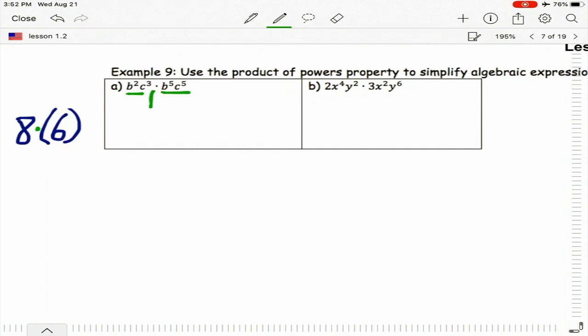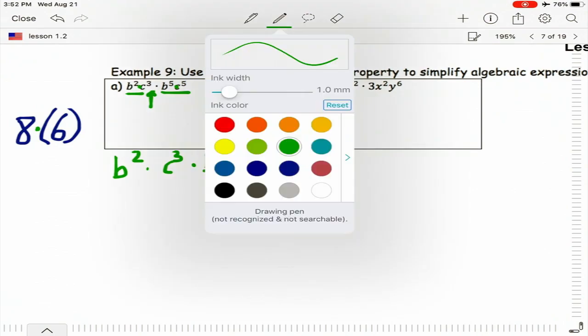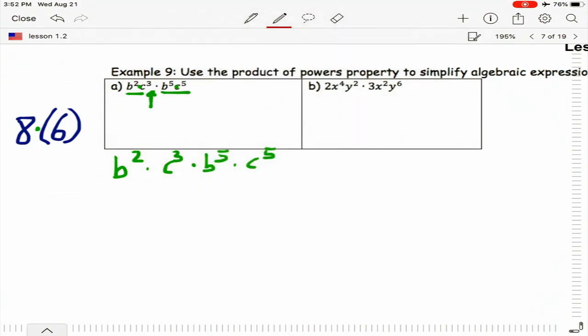I get how there's a multiplication symbol right there, but technically, it's b squared times c cubed times b to the 5th times c to the 5th. There's actually a multiplication symbol in between the b and the c as well. So just keep that in mind. From here, it's just as simple as combining like terms in a sense, right? Just focus on your b's first. You're multiplying the same base, so technically you're going to add the exponents. So it becomes b to the 7th power.